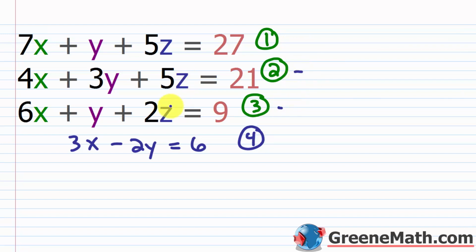Okay, so I need to eliminate the variable z. This one is a 5, this one is a 2. So what I can do is take the LCM of 5 and 2, which is 10. So for equation 2, I'm going to multiply both sides by 2.